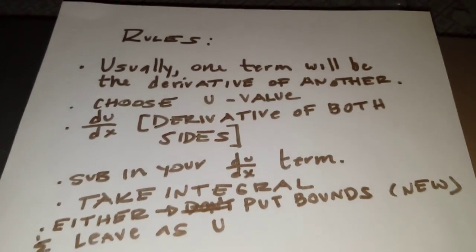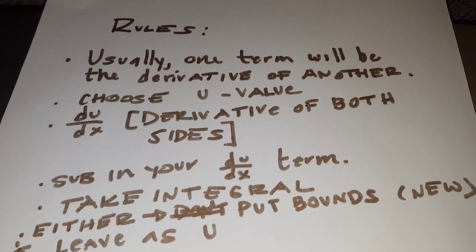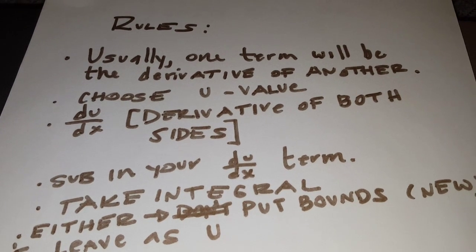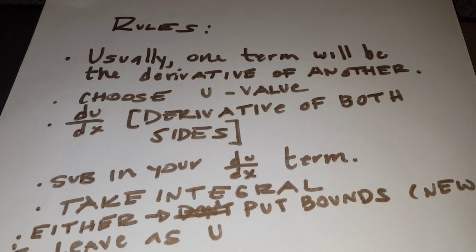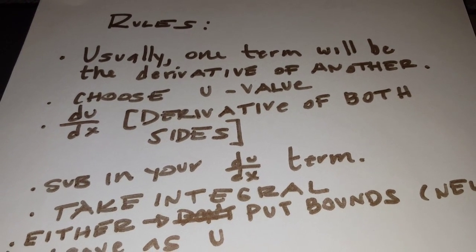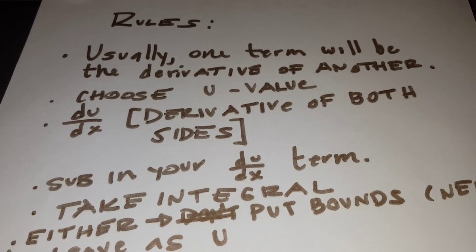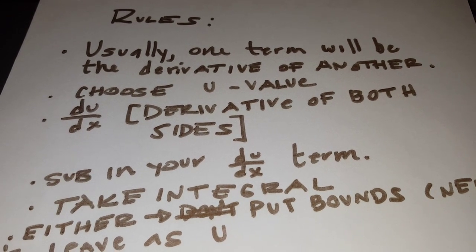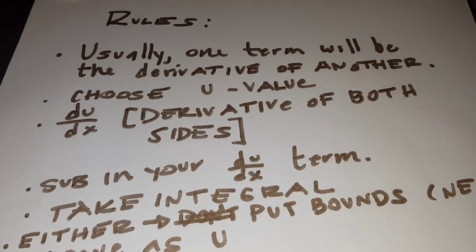So here are the basic rules of U-Substitution. The first rule is you're going to want to look at your integral, and most of the time the function of the integral is going to be a division problem, or a multiplication. So usually one term will be the derivative of another. For example, if you have x and then 2x and then let's say you had x squared, you're going to want to make your u, and then the derivative of that will be 2x, so that will be canceled out within the integral.